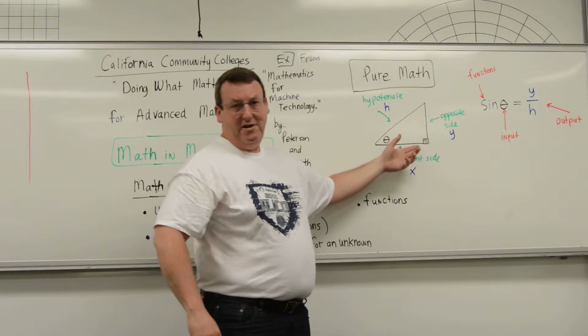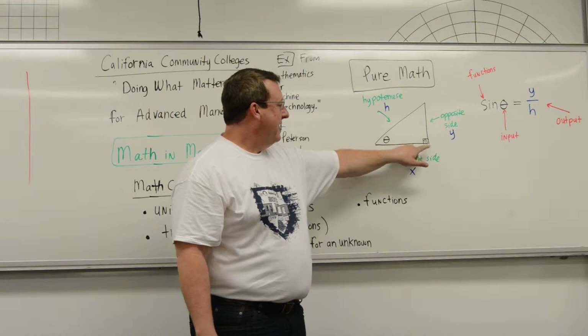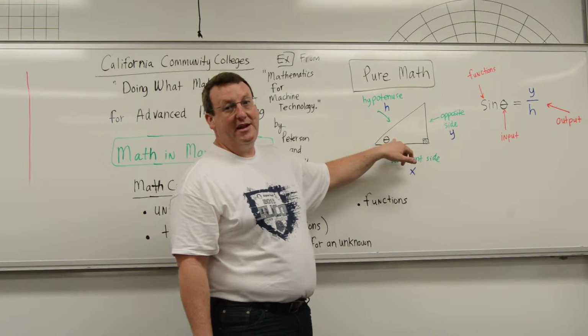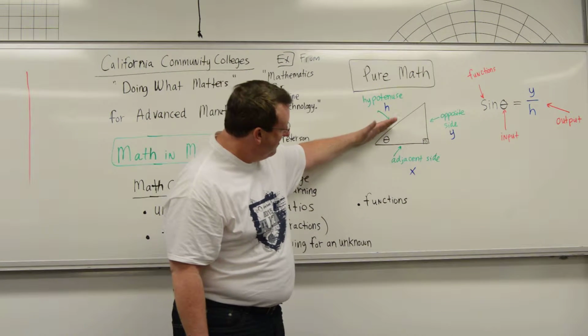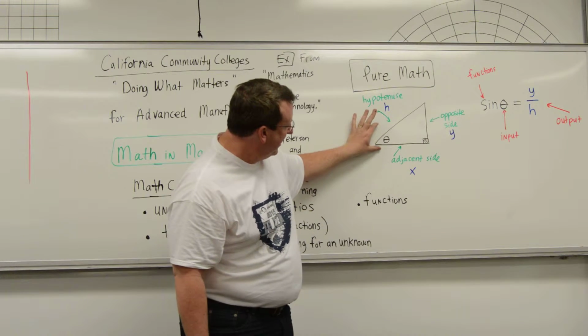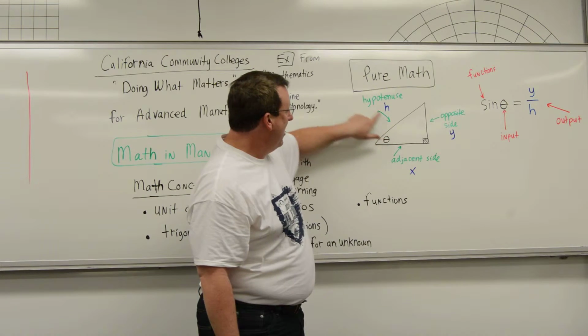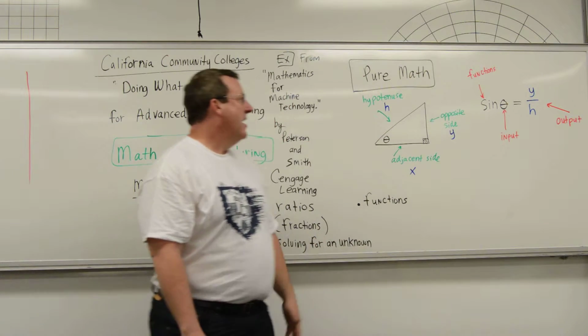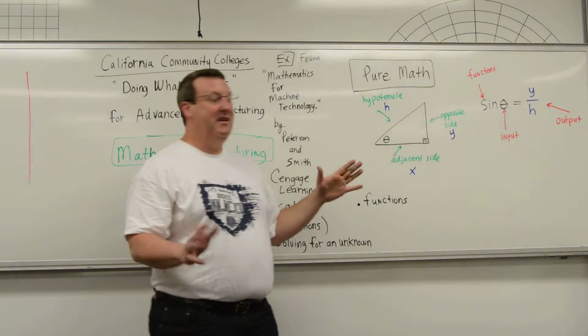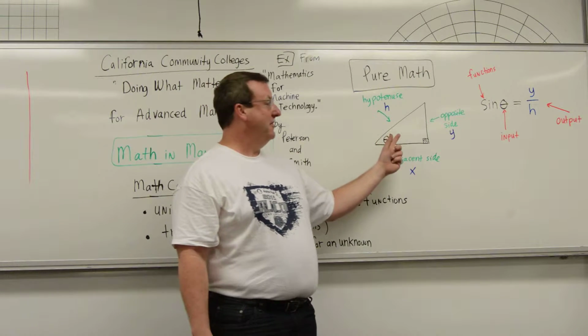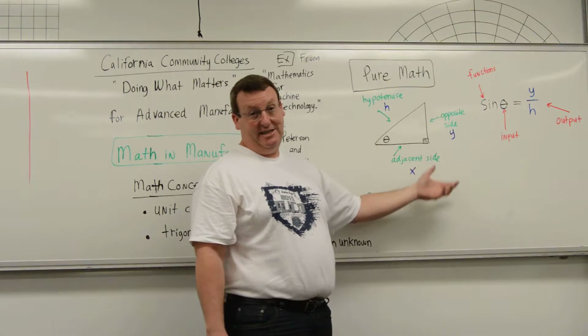You have a right triangle, 90-degree angle. This is the Greek letter theta. That tells you the measure of the angle between these two sides over here. One's called an adjacent side, one is a hypotenuse. Trigonometry literally talks about the measure of angles and how they're related to the side lengths.